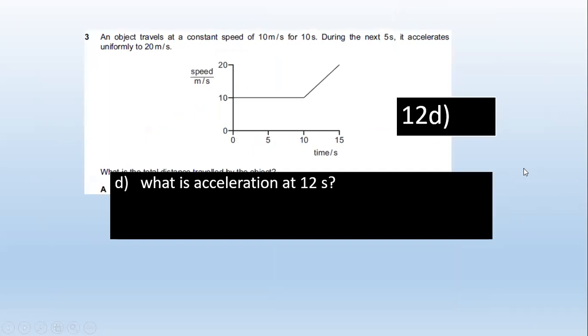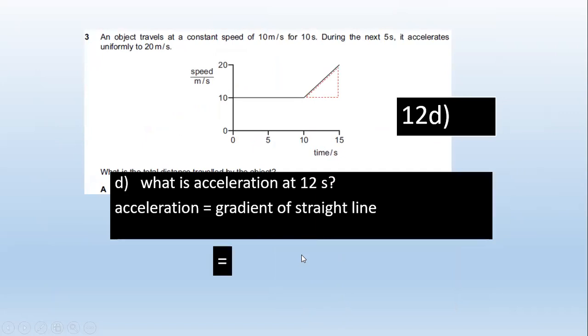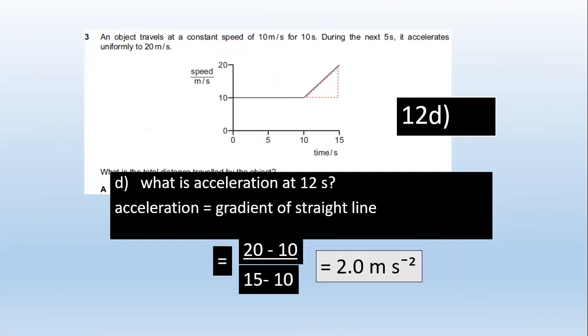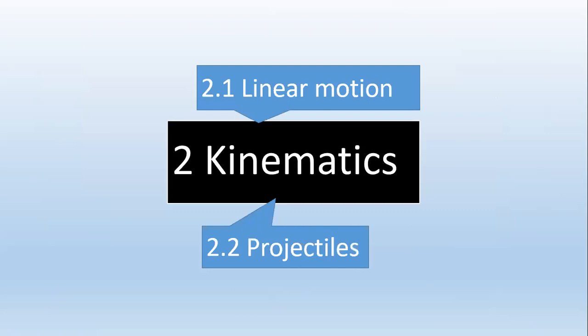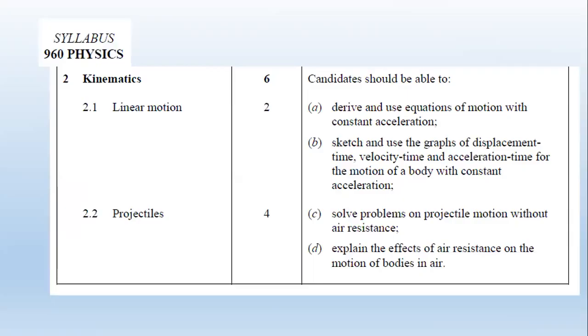What's the acceleration at 12 seconds? 12 seconds is here. So it's just this straight line. Acceleration is the same during this time interval, this straight line there. Right? Acceleration is the gradient of the straight line. Gradient is, I can take 20 minus 10, that's the height, and then 15 minus 10 is the base. Use a calculator or work mentally. 10 divided by 5 is 2 meters per second squared. Okay.